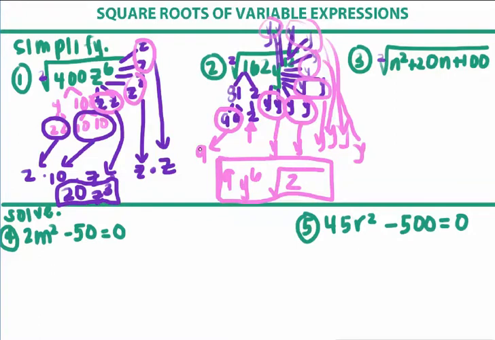Okay, for number 3, it looks a little weird. It looks totally different from anything we've done so far. It almost looks like an equation, right? But since the directions are to simplify, we're not solving. And so if you see something like this inside of a radical, what I want you to do is think of it as if you're going to have to factor. I know you guys don't like to factor, but we've got to do it.